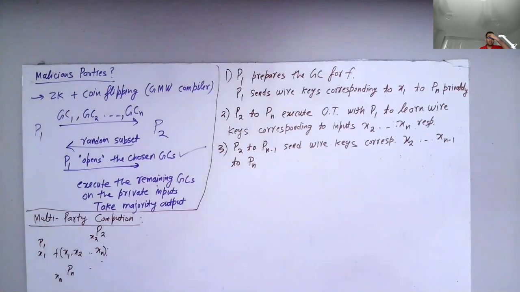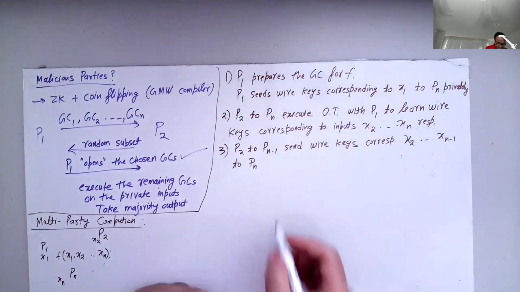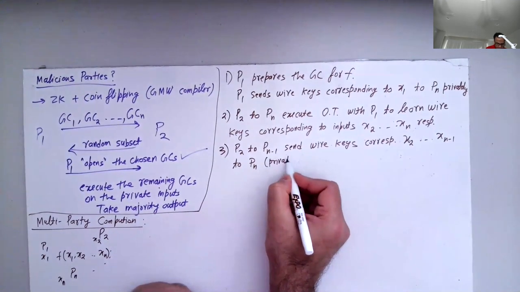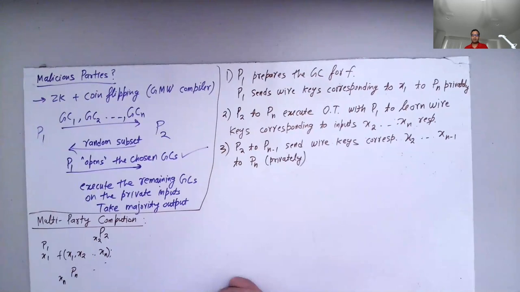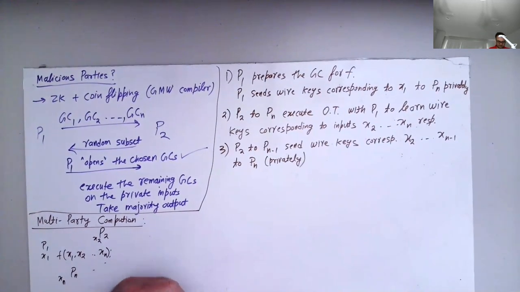Okay, so all the parties in the middle, P2 to Pn minus 1, they got wire keys corresponding to their inputs, and then they all send all these wire keys to Pn. And again, this is done privately. In particular, P1 doesn't learn what these guys are sending to Pn.